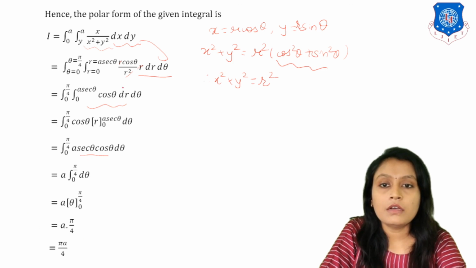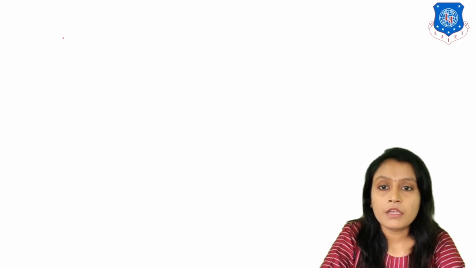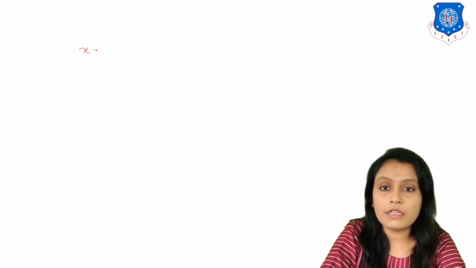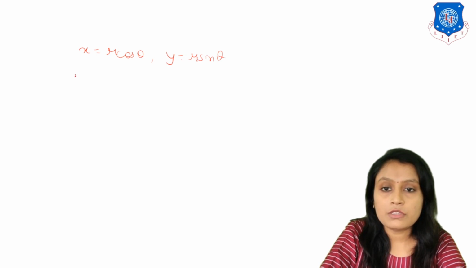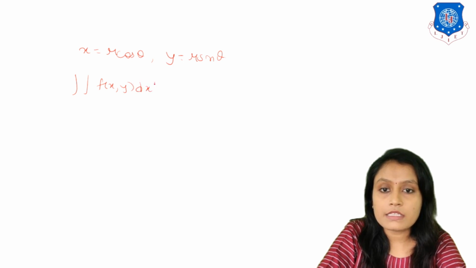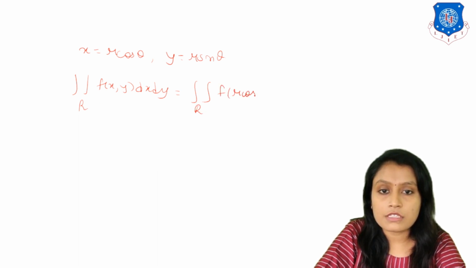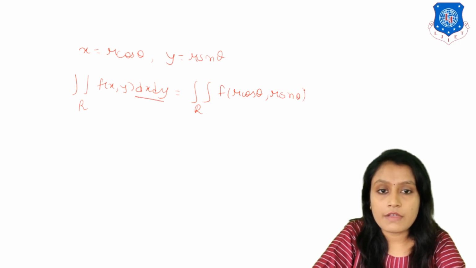Clear? Now, in today's session, what we have studied is converting Cartesian coordinates to polar coordinates. We are converting using x is equal to r cos theta, y is equal to r sin theta. So the double integration of f of x y dx dy will be equal to the double integration over a region R of f of r cos theta, r sin theta, and in place of dx dy we have mod J dr d theta.